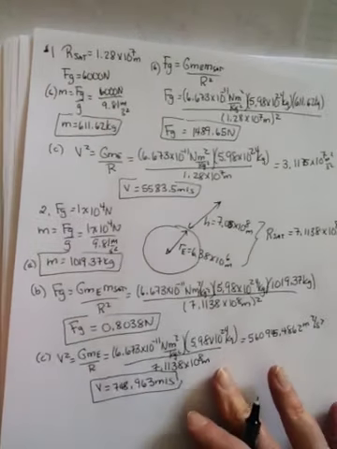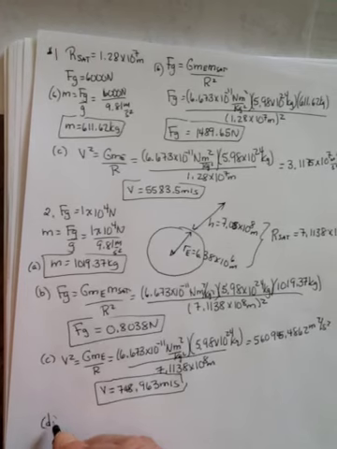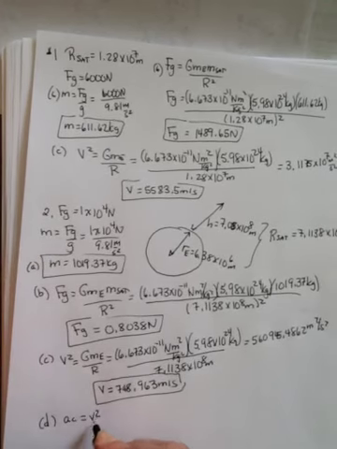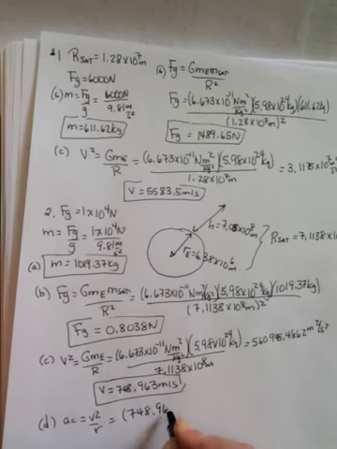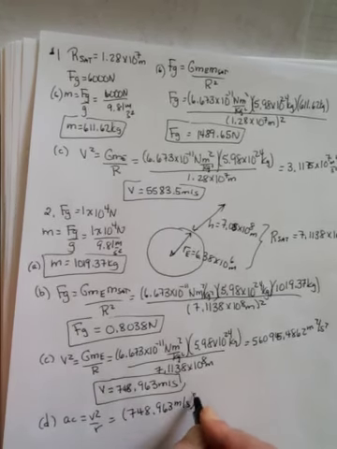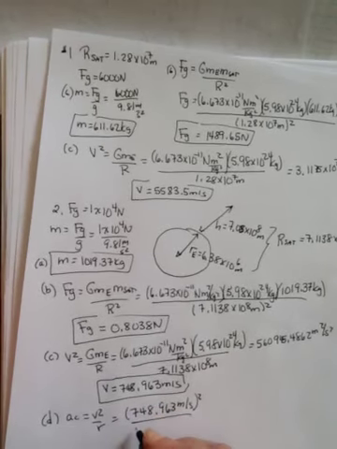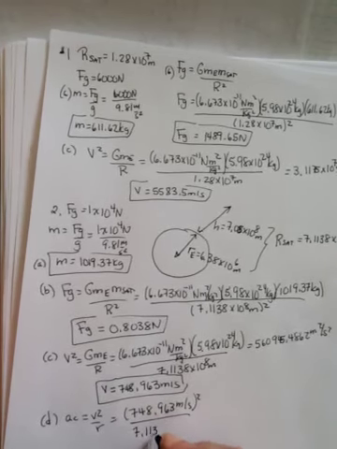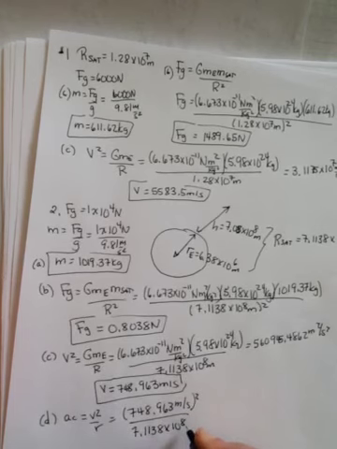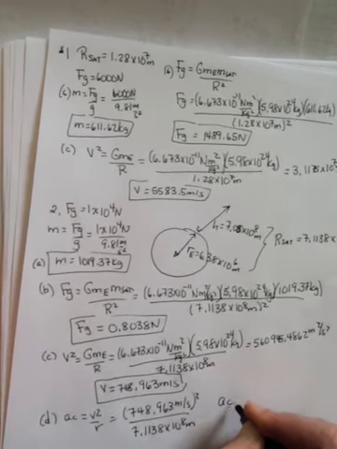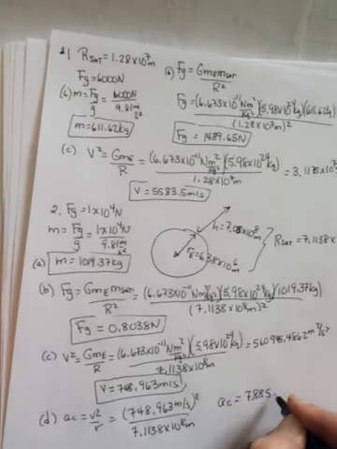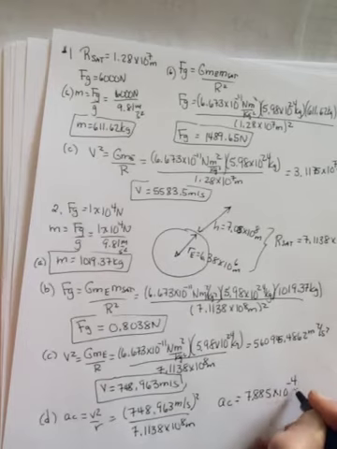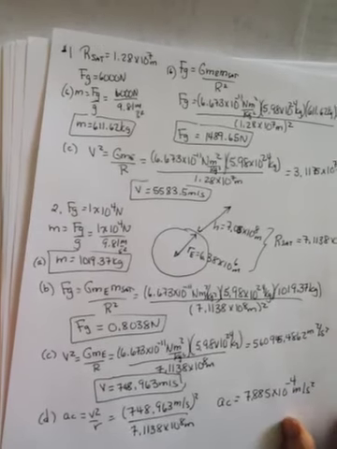All right, that's the v. And then it asks for centripetal acceleration. So ac is equal to v squared over r. So take your 748.963 meters per second, that's in your calculator, square it and divide it by the 7.1138 times 10 to the 8th meters. And when you do, you should get an ac of 7.885 times 10 to the negative 4 meters per second squared. All right, so that's number 2.